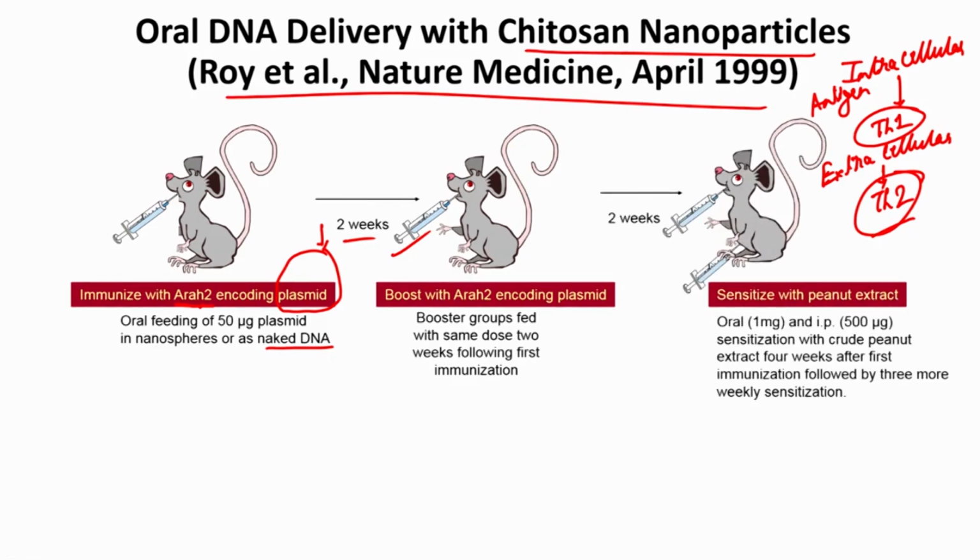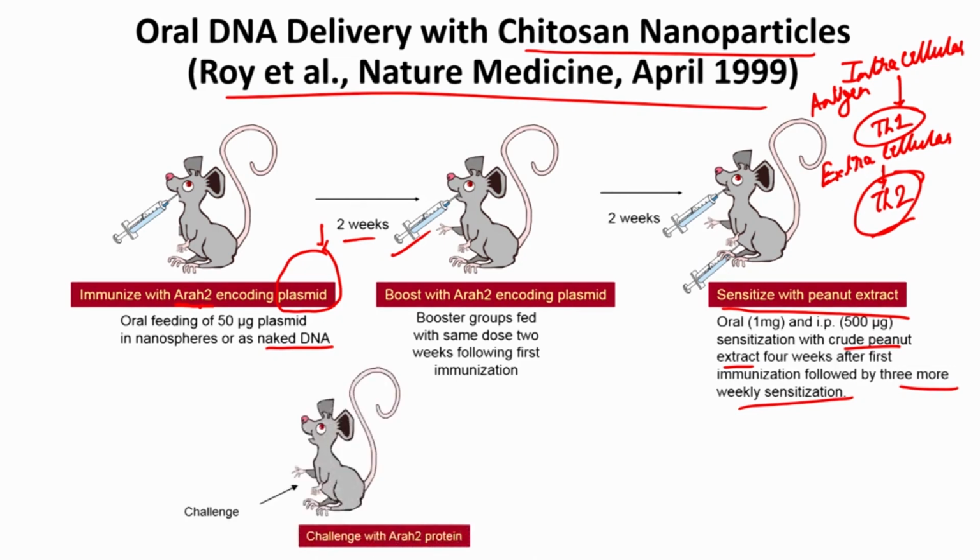and then they actually sensitize it with the peanut extract. So, now they essentially just challenged it to see what happens if you take peanuts, make a crude extract of it, and then inject it 3 more times weekly to sensitize the animal. Once you have sensitized the animal, then you come in and start challenging with the RR2 protein and see what is the outcome of all this process that you had done on the mouse earlier.